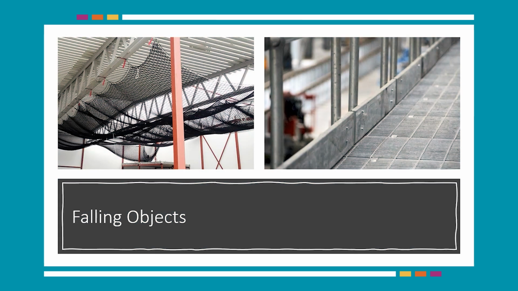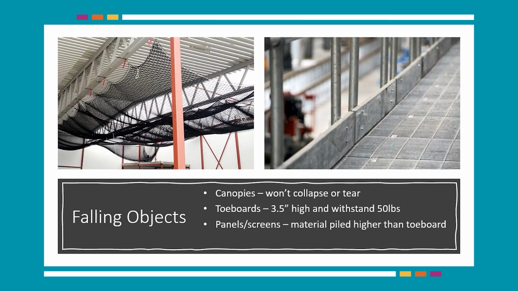Workers must be protected from falling objects by canopies that won't collapse or tear, toe boards 3.5 inches high that can withstand 50 pounds, panels or screens when material is piled higher than a toe board, and barricades or fences that keep workers and the public away from areas with possible falling debris.